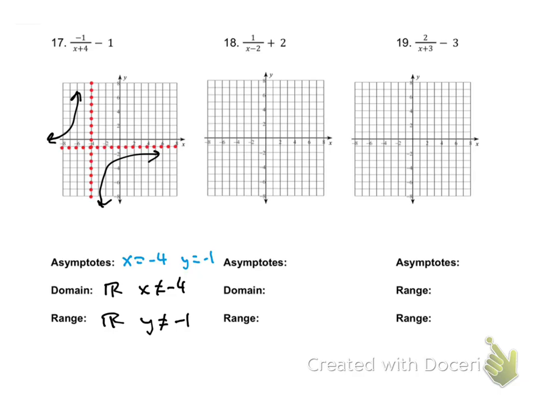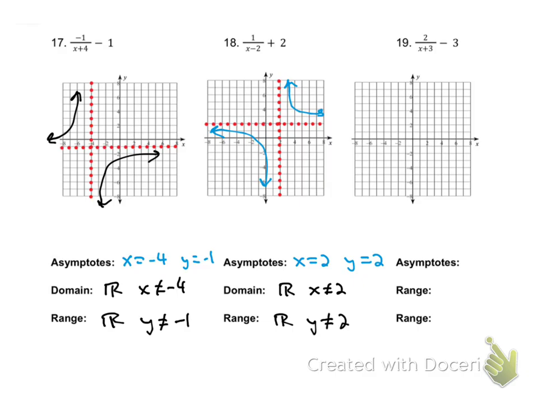18. Asymptotes are at x equals 2, y equals 2. The domain is all real numbers except x cannot equal 2. The range is all real numbers except y cannot equal 2.